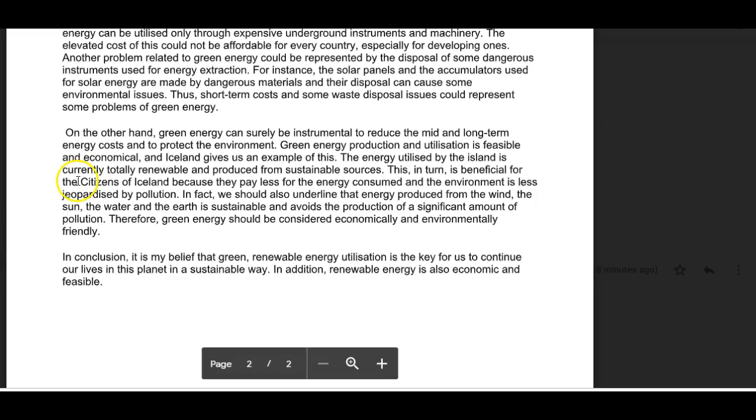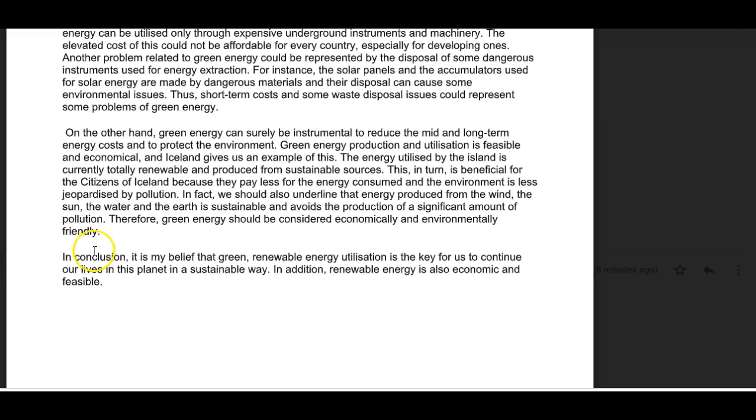You don't need to capitalize the C. And because they pay less for the energy consumed and the environment is less jeopardized by pollution. In fact, we should also underline that energy produced from the wind, the sun, the water, and the earth is sustainable and avoids the production of a significant amount of pollution. Therefore, green energy should be considered economically and environmentally friendly.